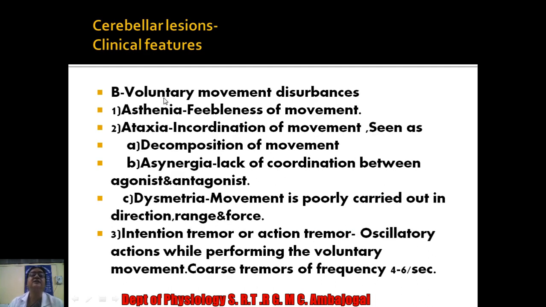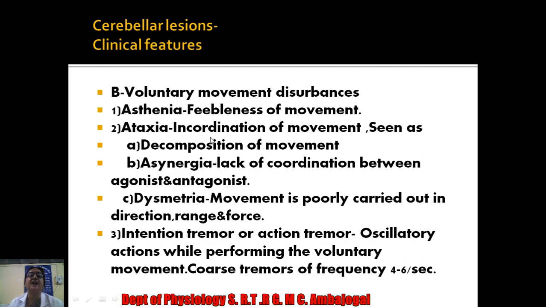Then the second point: what are the various voluntary movement disturbances? They are explained with the help of the following points. First is asthenia, meaning weakness or feebleness of movement. Here, as there is no facilitatory impulse, automatic movements are weak while starting the movement.